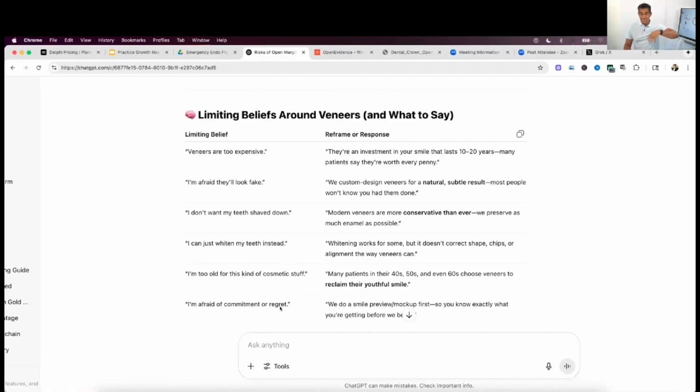If you know that this keeps coming up in your chairside conversations, then you're going to do your best to have an answer or a thought pattern or a sequence that breaks through that limiting belief, right? So I'm asking you to use the AI to give you the limiting beliefs, so before you go into the room, you know what limiting beliefs most patients have. Cosmetic stuff, right? Maybe, hey, I don't want my teeth shaved down. I'm afraid they'll look fake.